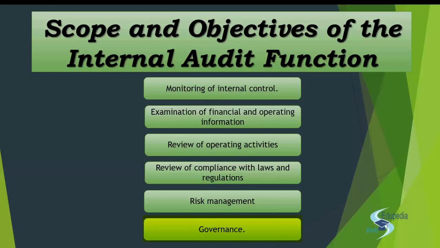When we talk about the internal auditor, internal control is always attached to it. Now since we are dealing with audit, financial and operating information are also very important. Operating information is the outcome of the operating activities, so you have to review the operating activities. And when your company is into an operation, you have to see whether you're meeting the conditions and criteria of the laws and regulations around. Is there a risk involved in it? If so, how do you manage the risk? And finally, how is the entire governance process working? That was about the scope and objective of the internal audit function.